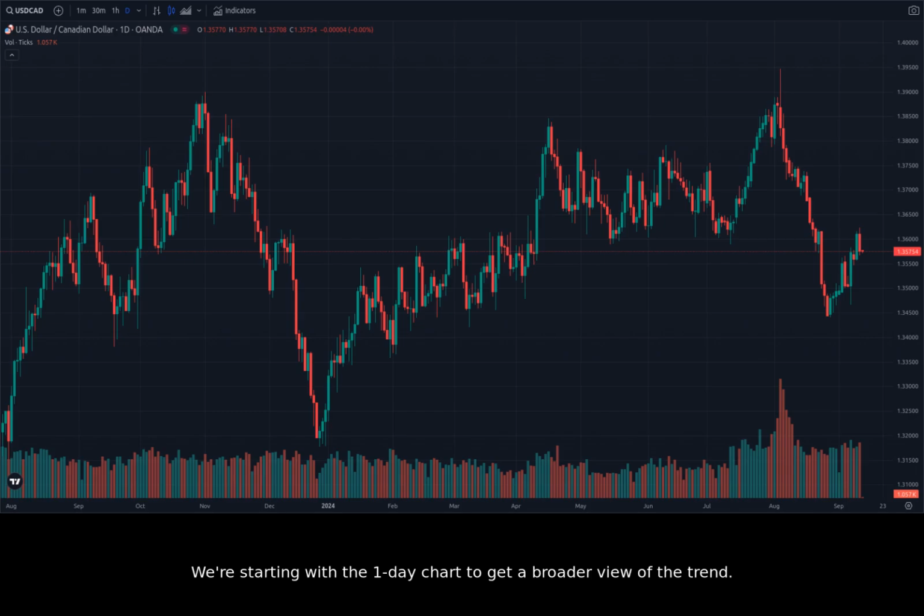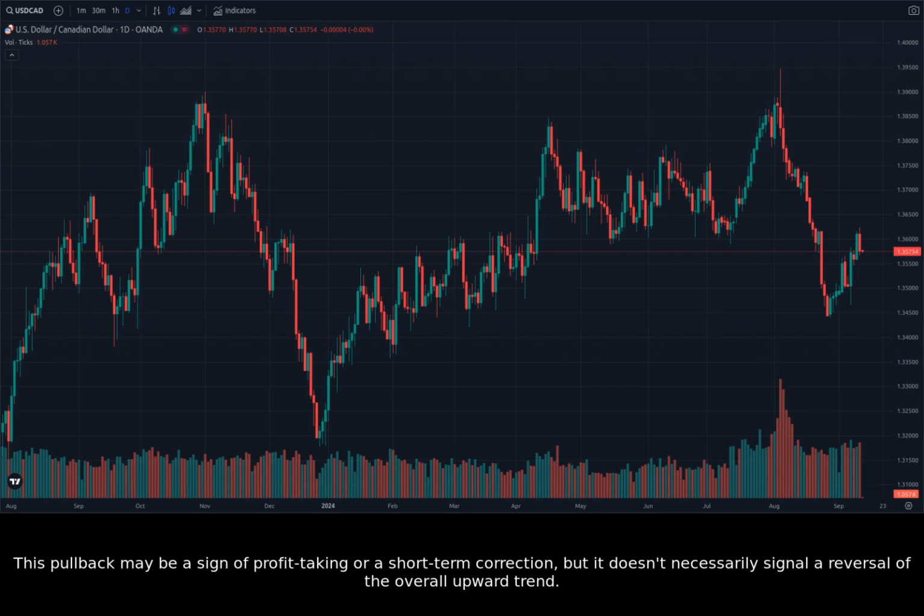We're starting with the one-day chart to get a broader view of the trend. If we look at the overall trend over the last few months, we can see that USDCAD has been in an upward trend. The pair has been steadily rising, making higher highs and higher lows. This suggests that the US dollar has been gaining strength against the Canadian dollar. However, we are currently seeing a slight pullback from the recent highs.